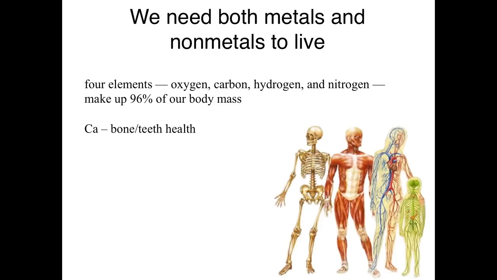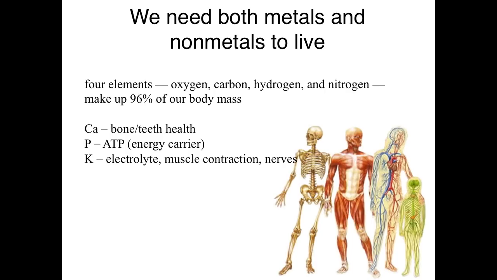So the first macro mineral we can find in our body, that's something that's very important for bone and teeth health. Its chemical symbol is Ca. It's calcium. Next, this element is important in ATP, which is the energy currency in biology. Its chemical symbol is P. Yep, it is phosphorus.